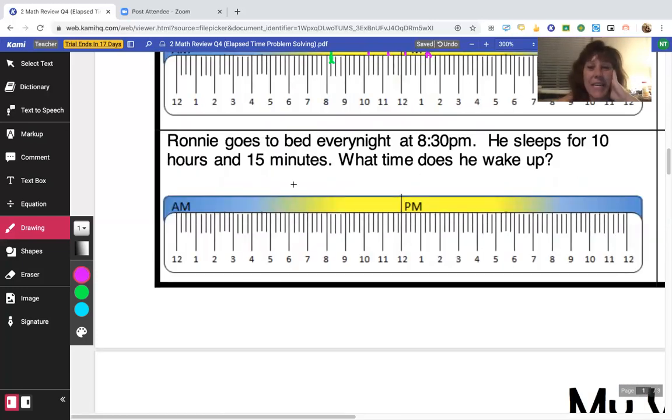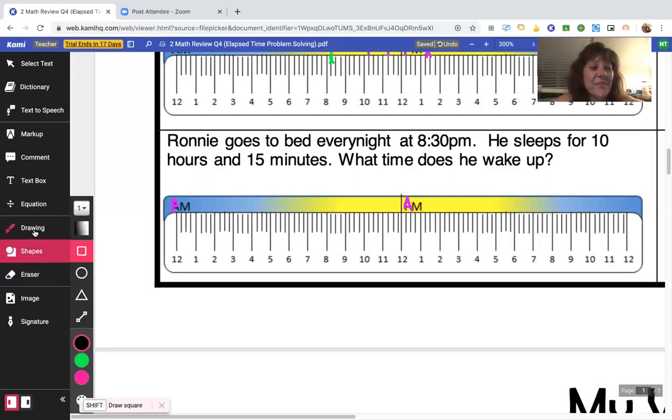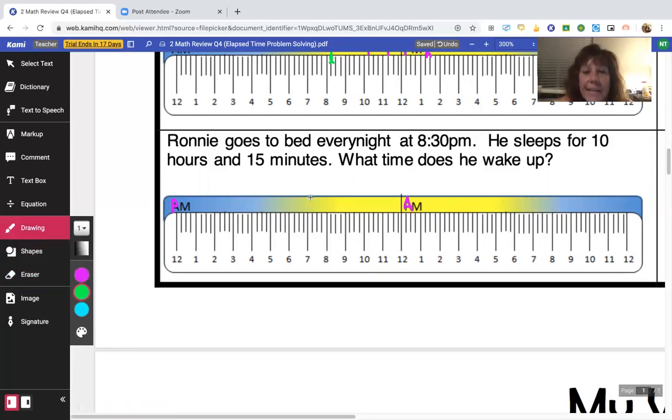Ronnie goes to bed every night at 8:30 p.m. You know what? I'm going to switch this to p.m. and this to a.m. so I don't have to go backwards on the list. So we're going to start at night, or afternoon, and go to morning. I think that you guys better take away the pen from me because I just make a mess. Okay, here we go. So he goes to bed at 8:30. 8:30 would be halfway between 8 and 9 o'clock. So there's 8:30.